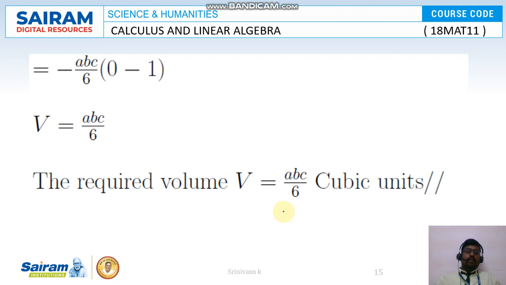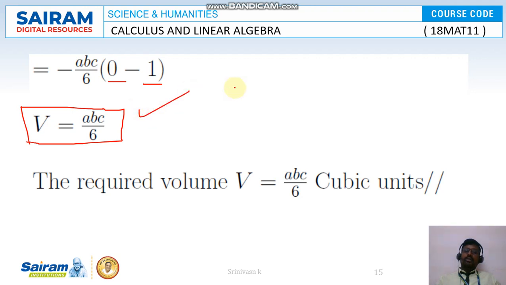So substitute the upper limit minus lower limit: minus a by a bc by 6, upper limit 0 minus lower limit 1. So minus into minus is plus, we'll get abc by 6. This is the volume of the given solid. So the required volume V equal to abc by 6 cubic units.